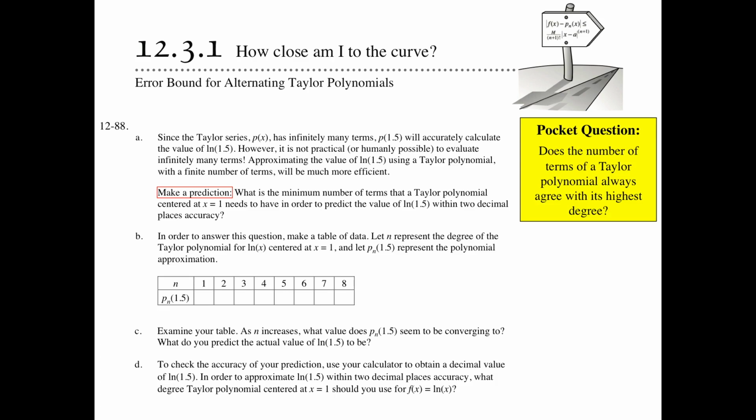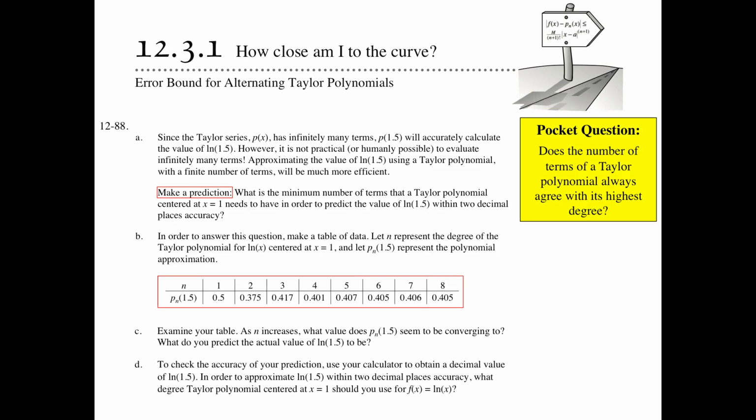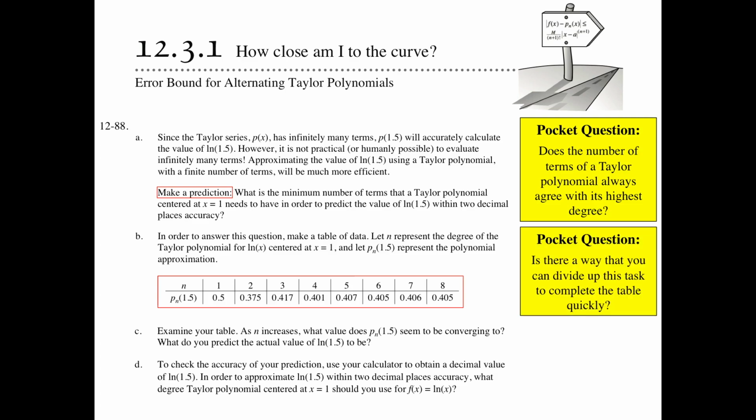Next, in part B, teams will make a table of the approximations they find for ln of 1.5 using Taylor polynomials of degrees 1 through 8. This table could take a long time to complete, so as you circulate, encourage teams to find a way to divide up the work. And then part C will ask your students to make observations about the patterns they see on this table, and then to use that observation to predict what the Taylor polynomial, or P of 1.5, converges towards.